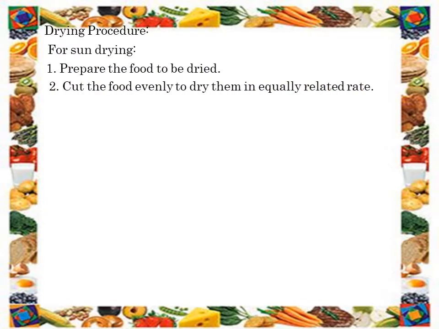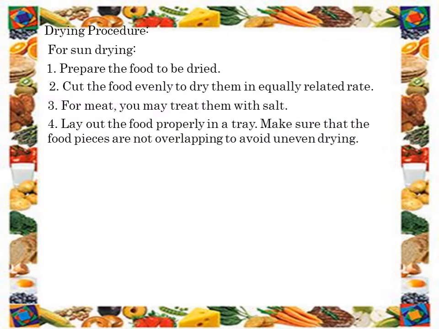These are the procedure for sun drying. Number one, prepare the food to be dried. Two, cut the food evenly to dry them at an equal rate. Three, for meat, you may treat them with salt. Four, lay out the food properly in a tray. Make sure that the food pieces are not overlapping to avoid uneven drying.